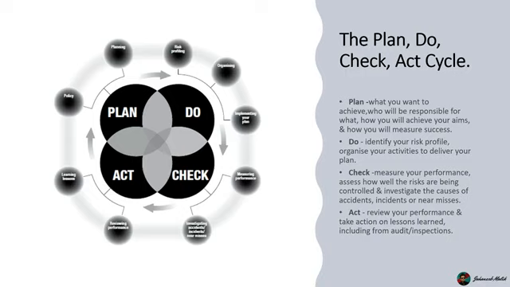So what will we do in the plan? What we want to achieve, who will be responsible for what, how you will achieve your aims and how you will measure success. In do, identify your risk profile, organize your activities to deliver your plan. In check, measure your performance, assess how well the risks are being controlled, and investigate the causes of accidents, incidents or near misses. In act, review your performance and take actions on lessons learned, including from audit inspections.